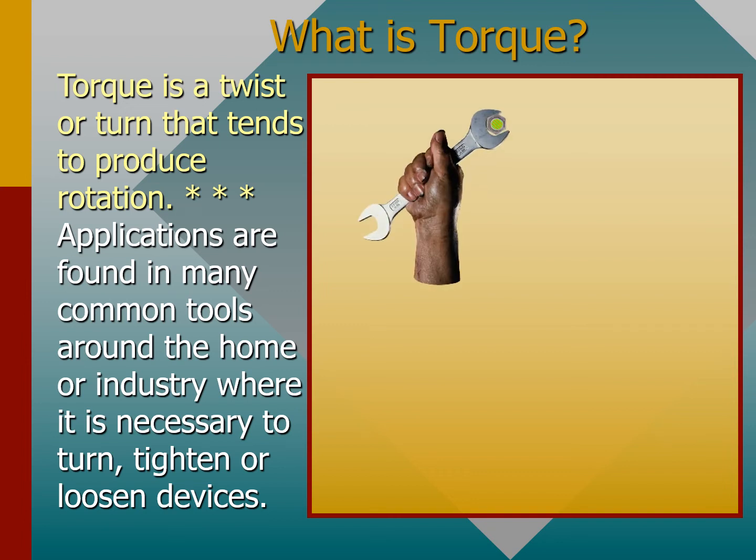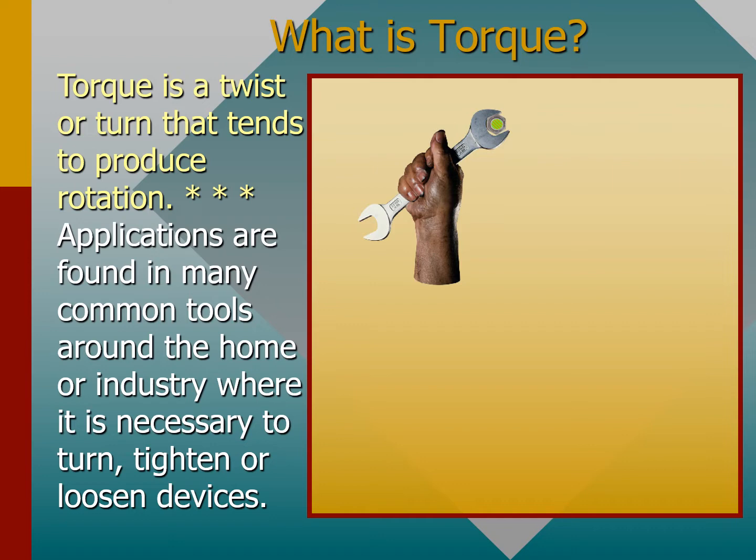Hello everyone, and this week's lab is going to be torque. And torque, what is a torque? A torque is a twist or turn that tends to produce rotation. Now it tends to produce rotation, so just like we talked about in the previous lab, tends to doesn't mean always does. A torque can still be applied that doesn't end up in any rotation.